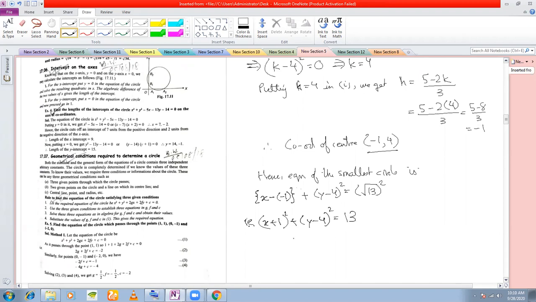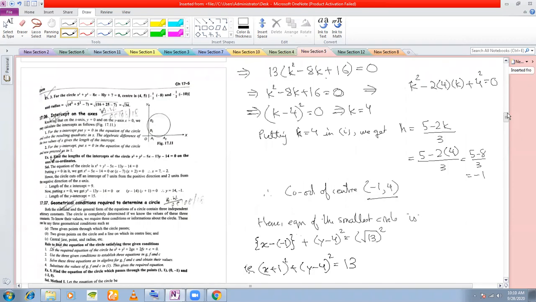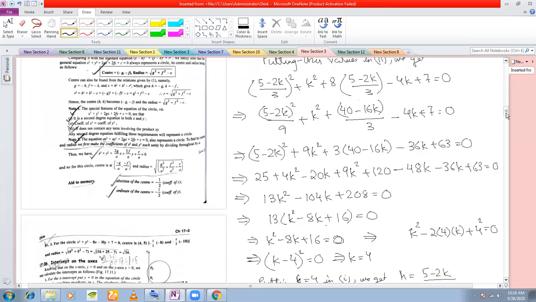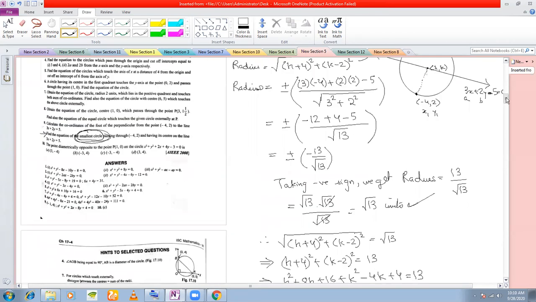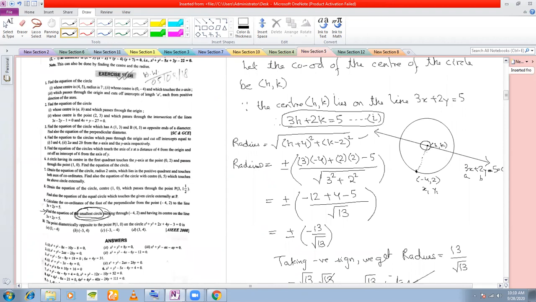This is the required equation of the smallest circle. So this was a bit laborious in the sense that you had to solve the quadratic and everything. But this was a sum from which you could learn that the distance between any point on the circle and the center is the radius. Also, the perpendicular distance between the line through the center and this point was equal to the radius.